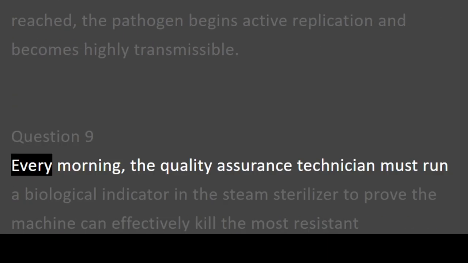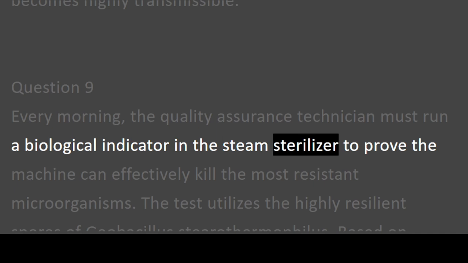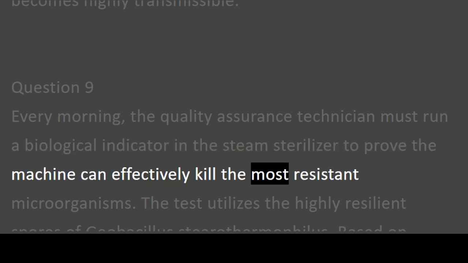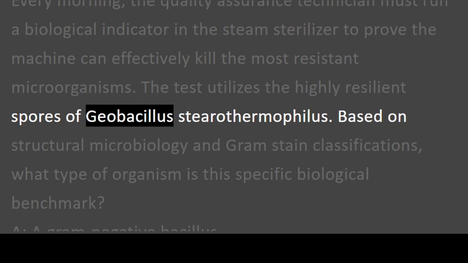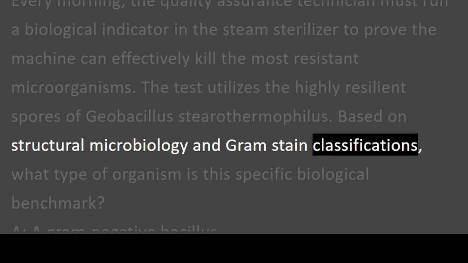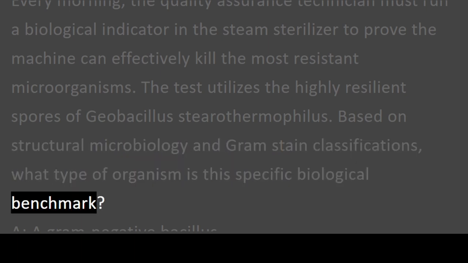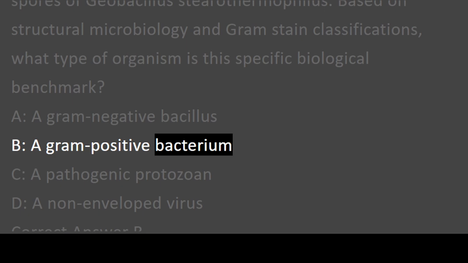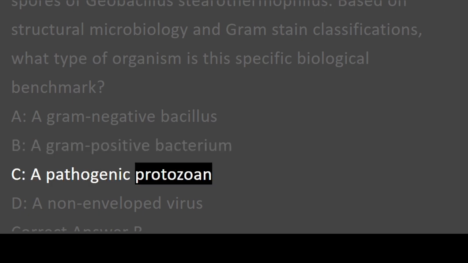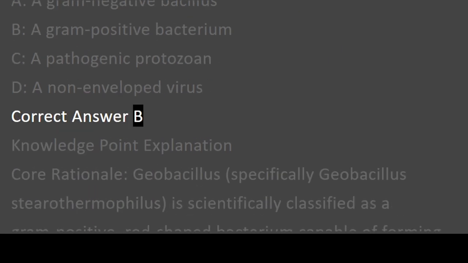Question 9. Every morning, the quality assurance technician must run a biological indicator in the steam sterilizer to prove the machine can effectively kill the most resistant microorganisms. The test utilizes the highly resilient spores of Geobacillus stearothermophilus. Based on structural microbiology and gram stain classifications, what type of organism is this specific biological benchmark? A. A gram-negative bacillus. B. A gram-positive bacterium. C. A pathogenic protozoan. D. A non-enveloped virus. Correct answer: B.